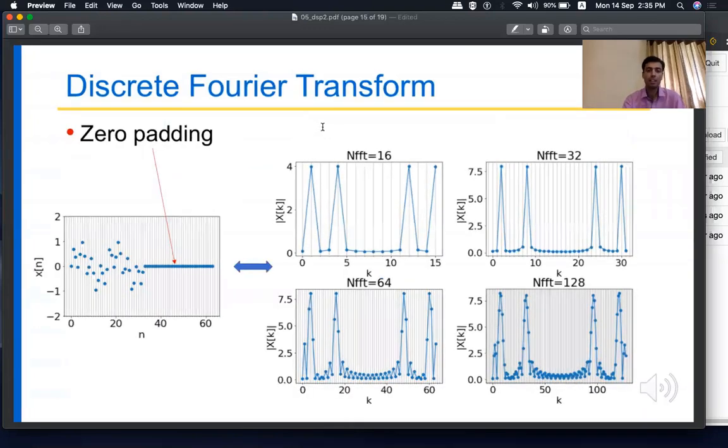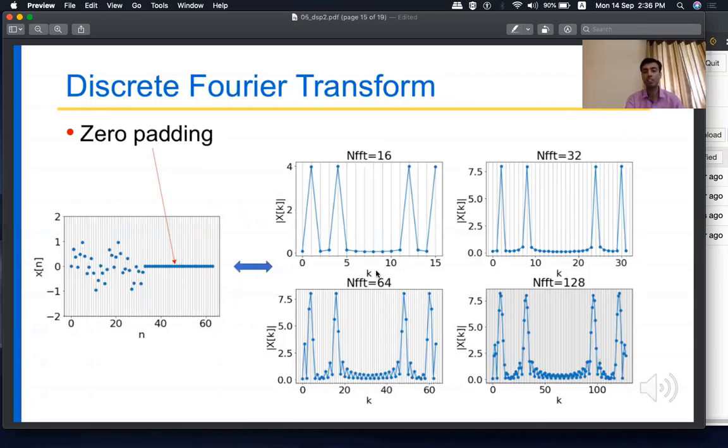Okay, and then the concept of zero padding. Visually, you can understand it very easily. If I have zero padding here, I can take my NFFT to be large. My NFFT can now be 64 or 128 or even 1024, no problem. Basically, I just have to keep adding zeros wherever I don't know the values. So this is with zero padding.